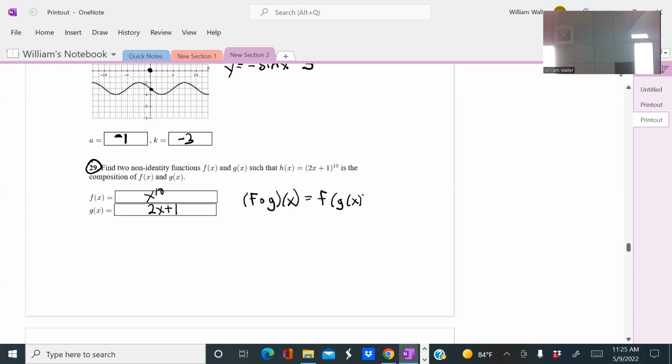And see what you get. So let's see, what is g of x? We said, oh, that's 2x plus 1. And what does f do with an input? It raises it to the 10th power, right? So you would have 2x plus 1 raised to the 10th power. Oh, yeah, and that's the formula that we wanted. So there's our decomposition, just x to the 10th power and 2x plus 1.